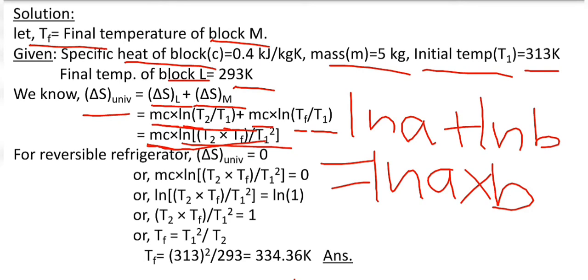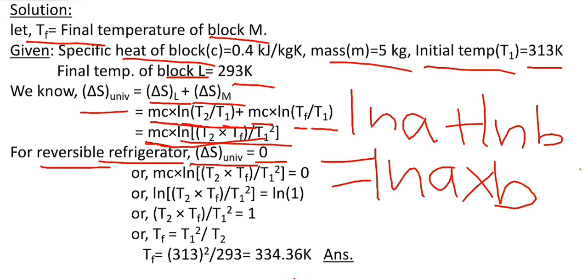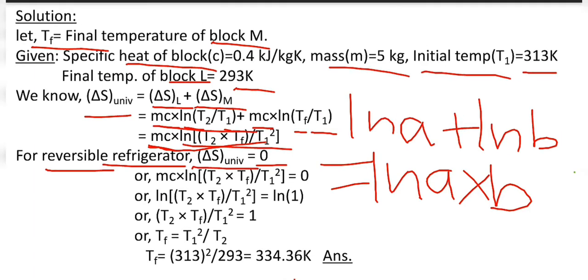Since the refrigerator given in the question is reversible, the change in entropy of the universe for a reversible refrigerator is equal to 0, and for an irreversible one the change in entropy of the universe is greater than 0. Remember this point. Here mc into ln of T2 into Tf divided by T1 square is equal to 0.